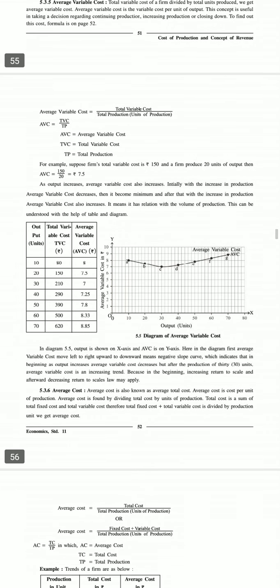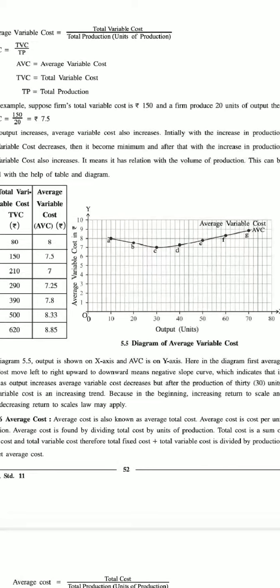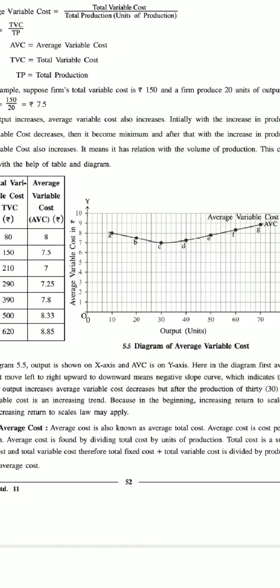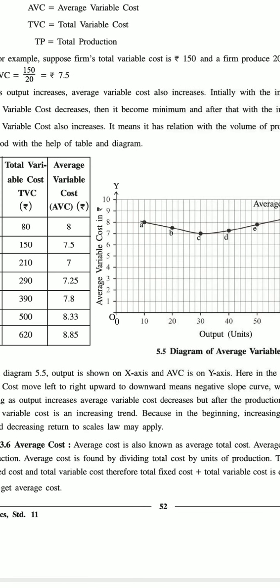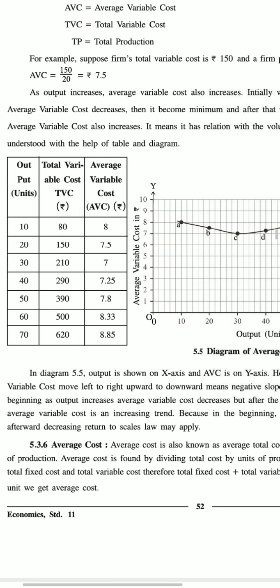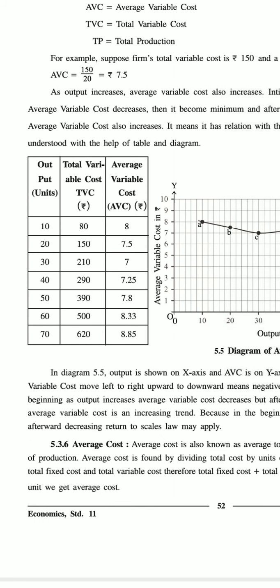Coming down to our average variable cost. We have seen that average variable cost can be obtained by dividing TVC by TP. Now the figures, if you take a note, you can see 8, 7.57. Till this particular point it goes on decreasing. After that a slight rise can be seen, that is 7.25, 7.8, 8.33, 8.85. These figures are obtained by dividing 80 by 10, 150 by 20.